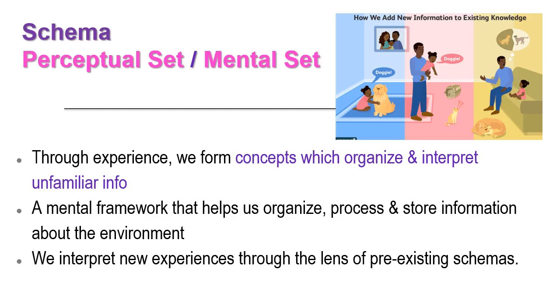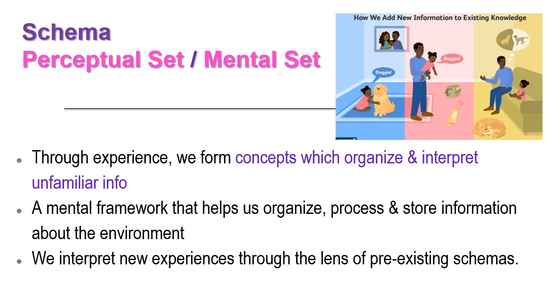Let's start with schema. We've already learned the words perceptual set and mental set, and schema just means that through our experience, we have formed concepts to organize and interpret all new, unfamiliar information that comes to us. We recognize this is a vegetable, this is an animal, this is a science class, and we are able to form those concepts and then add to those concepts. It is a mental framework. It helps us organize, process, and store information as we explore our environment. We interpret new experiences through this lens.